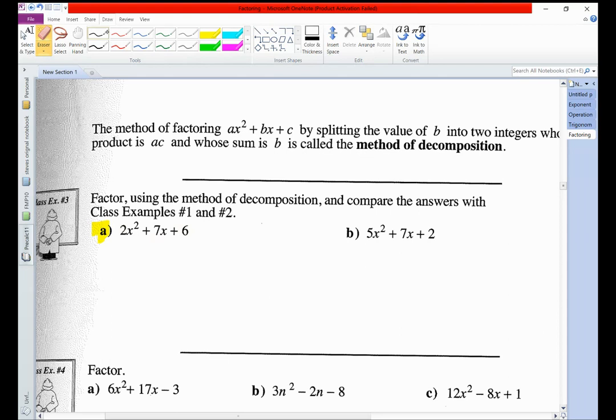So what we're going to do is the same idea we did with trinomials with no constant, where we had two numbers that multiply to this and two numbers that add to a different number. But in this case, we're going to take the first one, 2, and multiply by the last one. So 2 times 6 is 12. And now we're looking for two numbers that multiply to 12 and add to 7.